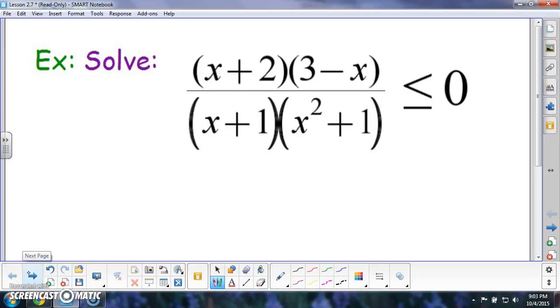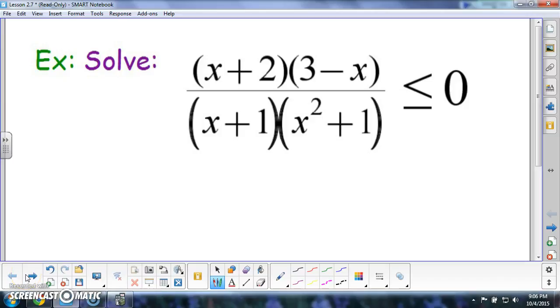Part 2 of lesson 2.7 is on rational inequalities. If you take a look at what we have here, we have a fraction in factored form, and we have to identify when it's less than or equal to 0. The first thing I'd like you to do is enter this on your graphing calculator and take a look at a graph. So do that now.